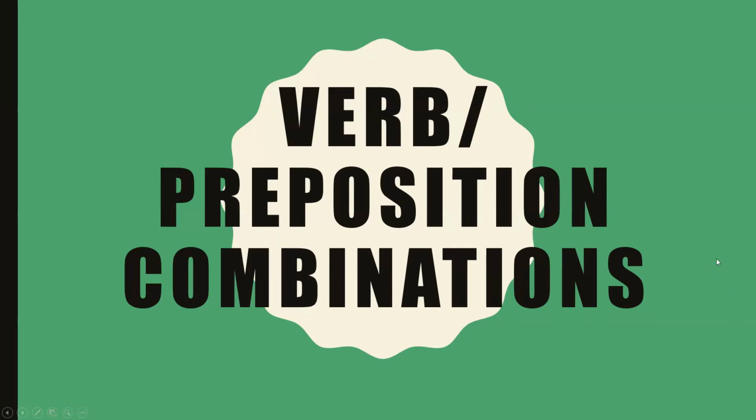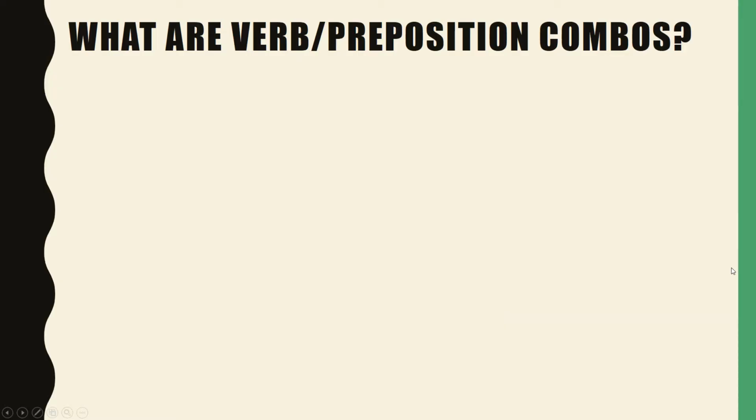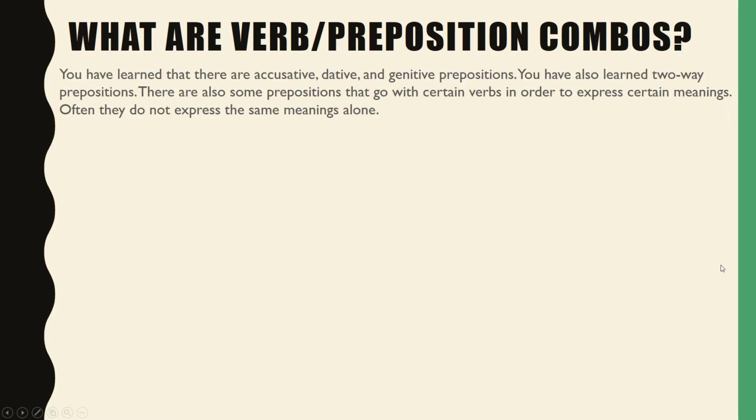This video is about verb preposition combinations. What are verb preposition combinations? You have learned that there are accusative, dative, and genitive prepositions. You have also learned two-way prepositions. There are also some prepositions that go with certain verbs in order to express certain meanings. Often they do not express the same meanings alone.